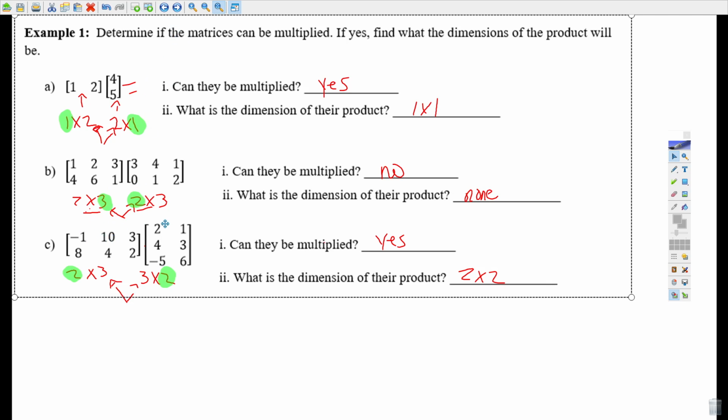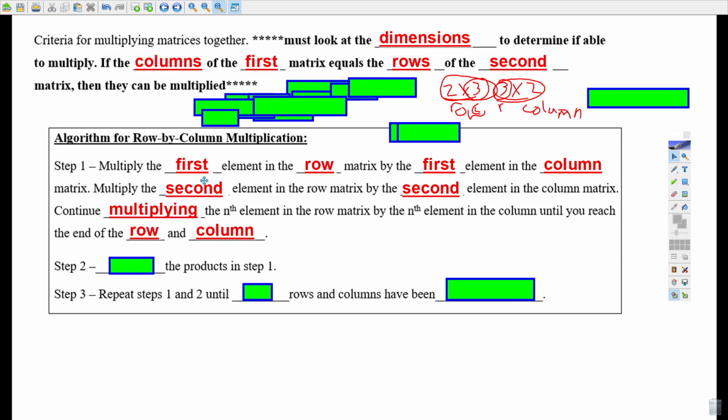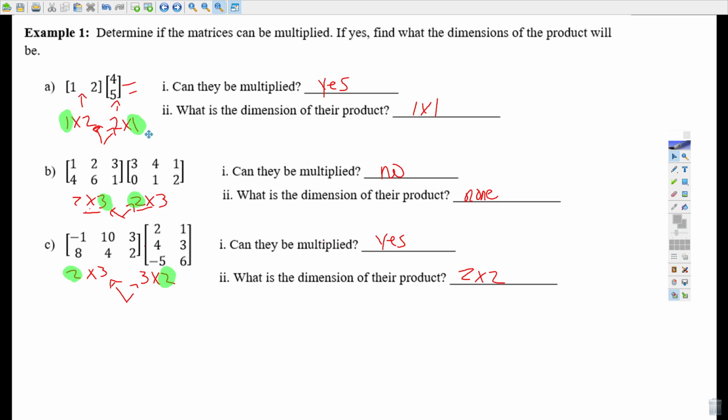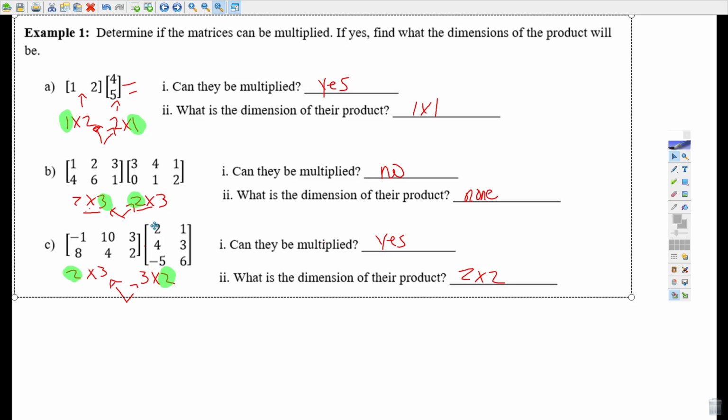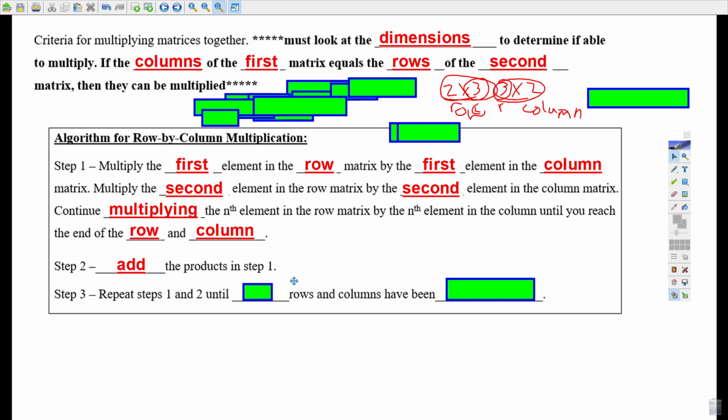So you multiply -1 and 2, and after we do these, we're actually going to add each product together. That's step 2. So we're going to do -1 times 2, plus 10 times 4, plus 3 times -5, and that will give us an answer. And we keep doing this. We repeat the first two steps until we do it to all the rows and all the columns, and they're all multiplied together.